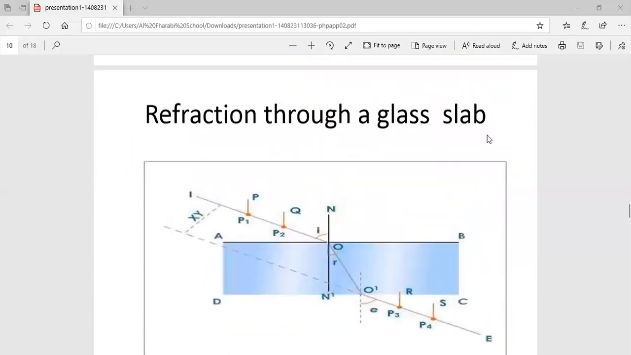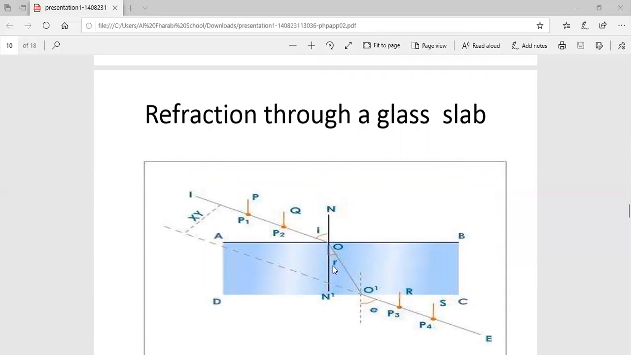Now, refraction through a glass slab. As you can see, this is a slab of glass. Okay. Now, where is my light ray? That is my light ray, I-O. This is my light ray. Now, it's hitting the surface at the point.